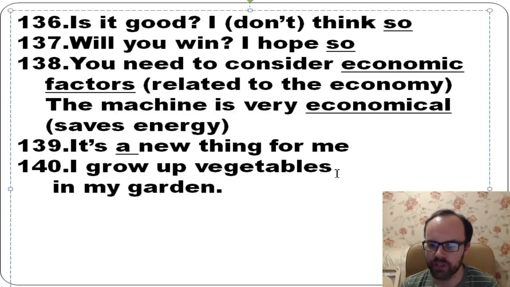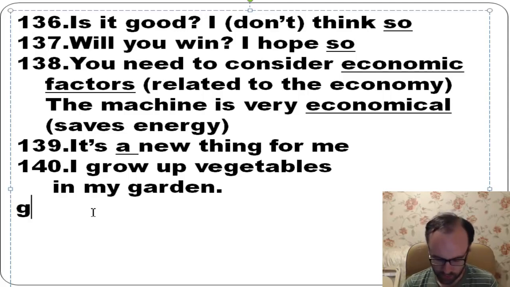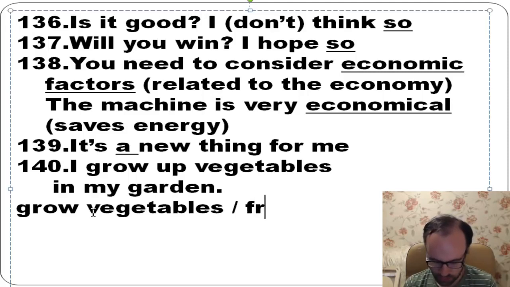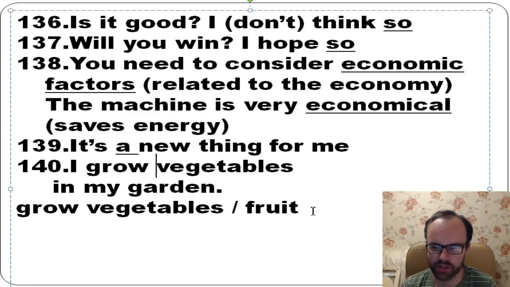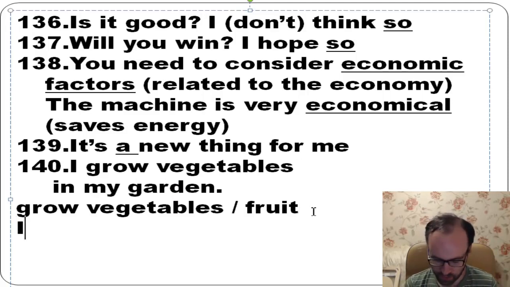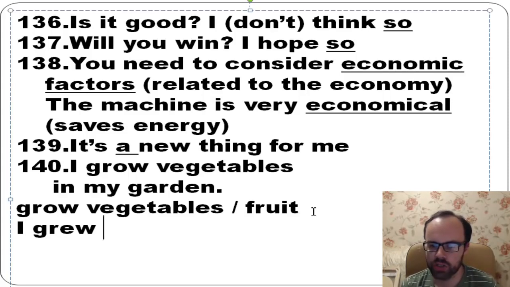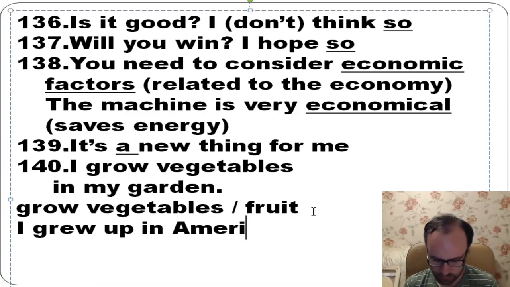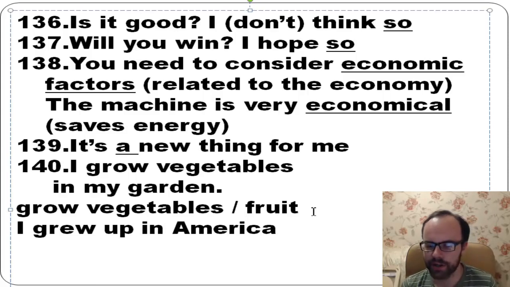I grow vegetables in my garden. We say grow vegetables, grow fruit. So I grow vegetables in my garden. Grow up is a phrasal verb. We use it when we talk about our childhood. For example, I grew up in America. It means that I lived in America when I was a child. I grew up in America.